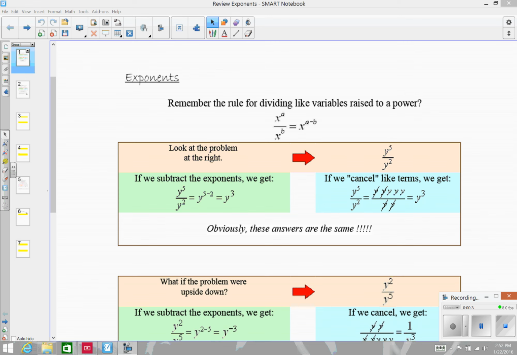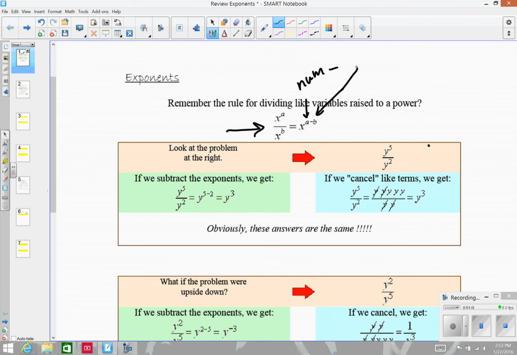So we want to make sure we review our rules of exponents. First one is, what do we do if we have a fraction and we have the base in both the numerator and denominator, but different exponents? So something like this first example here, x to the a over x to the b. Our rule is we take the exponent from the numerator and we subtract the exponent from the denominator. Excuse me, we subtract the denominator from the numerator.